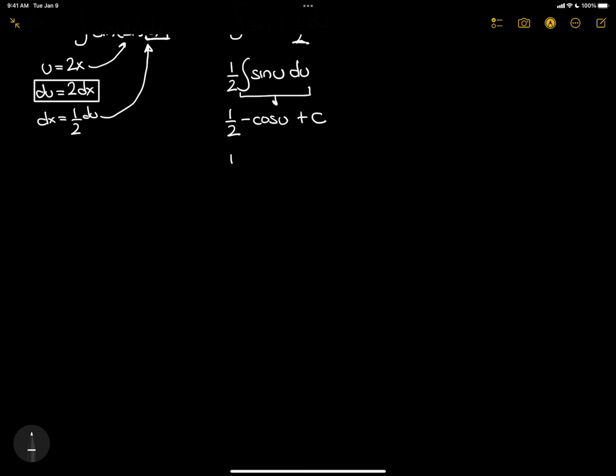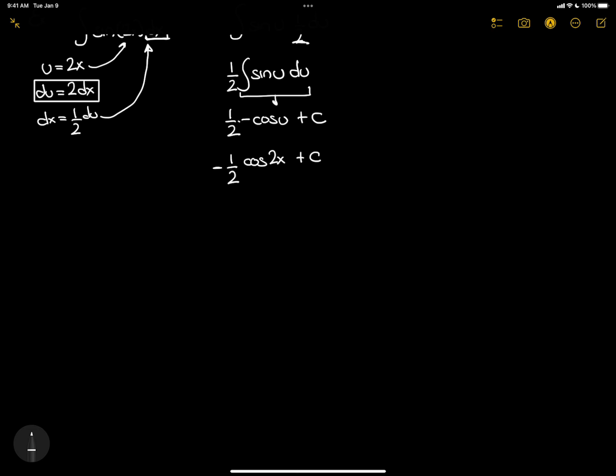Now I go back and substitute things back in there. Remember this 1/2 here is being multiplied by this negative here. I can therefore put that negative on the outside. Cosine stays. What do I have for u? I said u here was going to be 2x. Don't forget your plus c.